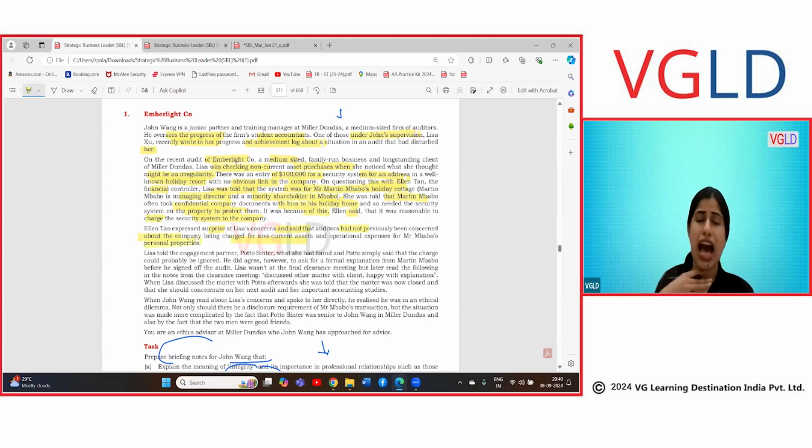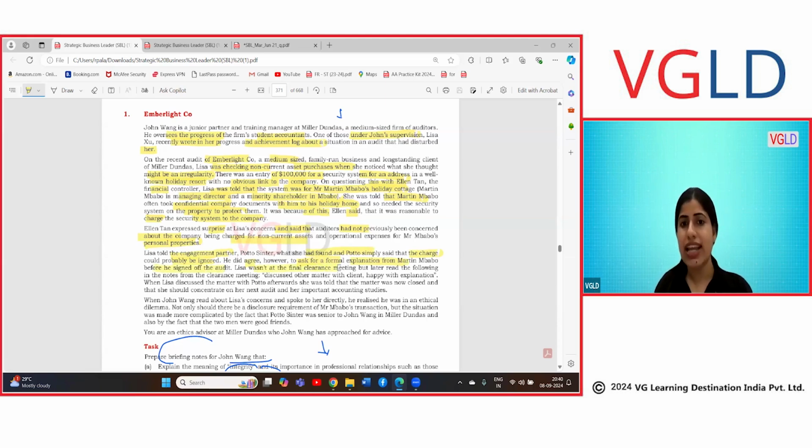MP personal property. Like I have my home or maybe I have some cottage, some property somewhere far away, and again I have installed the secure system there, and then those expenses have been included in the official expenses. So Lisa told the engagement partner, they are talking about the senior auditor basically, what she has found, and PS said that the charge could probably be ignored. He did not agree, however, to ask a formal explanation from Mr. Martin Mebobo before he signed off the audit.